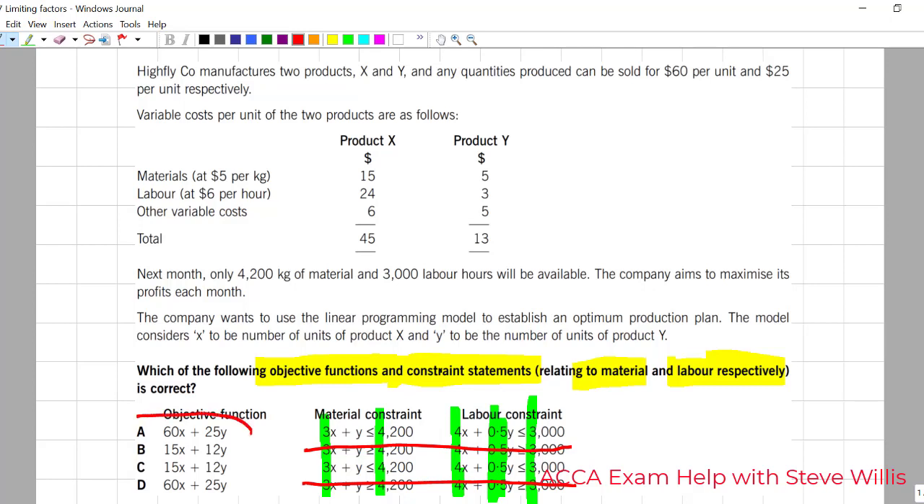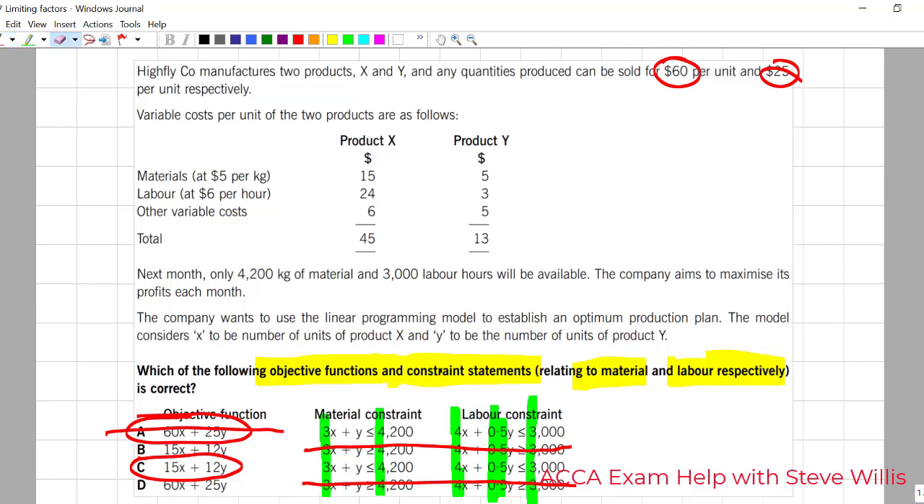Now we're left with this. 60x, 25y, 15 and 12. We're looking for contribution. So that's the contribution per unit. Now I start reading and I see the selling price is 60 and the other selling price is 25. Can't be selling prices, has to be contribution. So by elimination, we made a very difficult, quick-looking question quite easy.